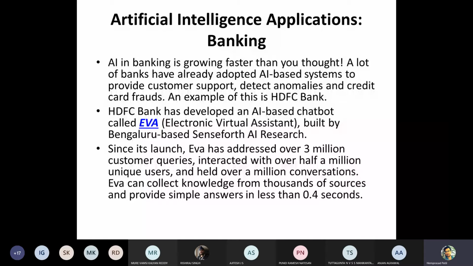So AI in banking is growing faster than you thought. A lot of banks have already adopted AI-based systems to provide customer support and detect anomalies and credit card frauds. So what is an anomaly? Say there is one customer of a bank, and the monthly spend of that customer in that particular bank account is say 20,000 rupees a month.